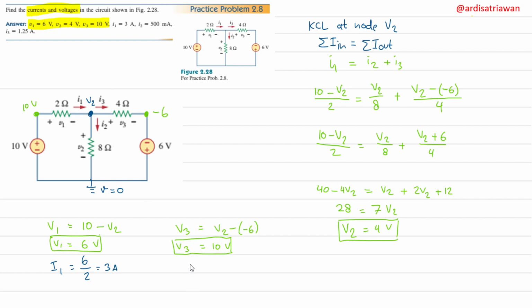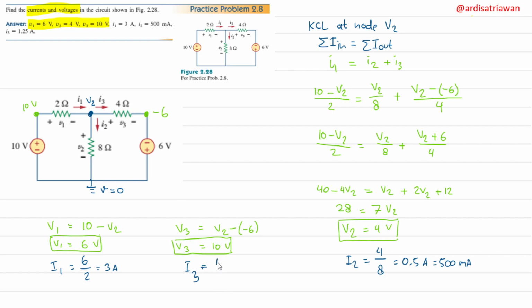And I2, I better write it here. So it is here, and this might be a better place for I3. So I2 is just V2 divided by 8, which is 4 divided by 8, which is 0.5 ampere, or 500 milliampere. So this is for I2, and for I3 it is just V3 divided by this one, 4 ohm.